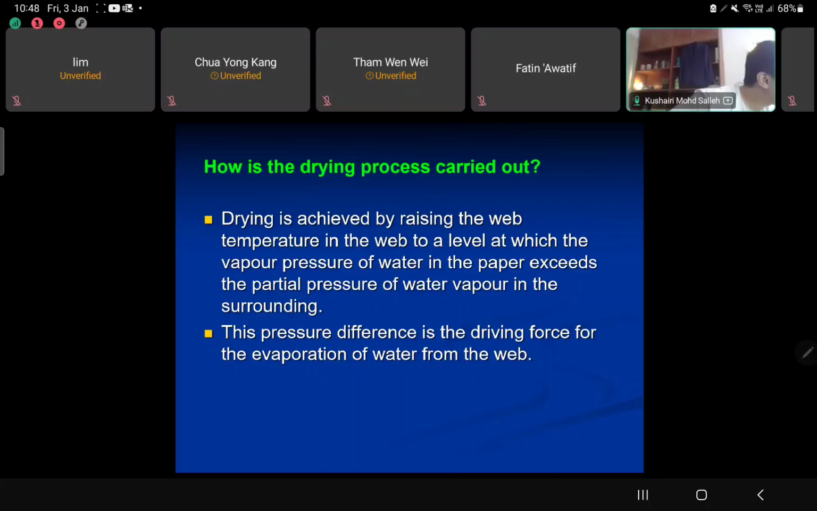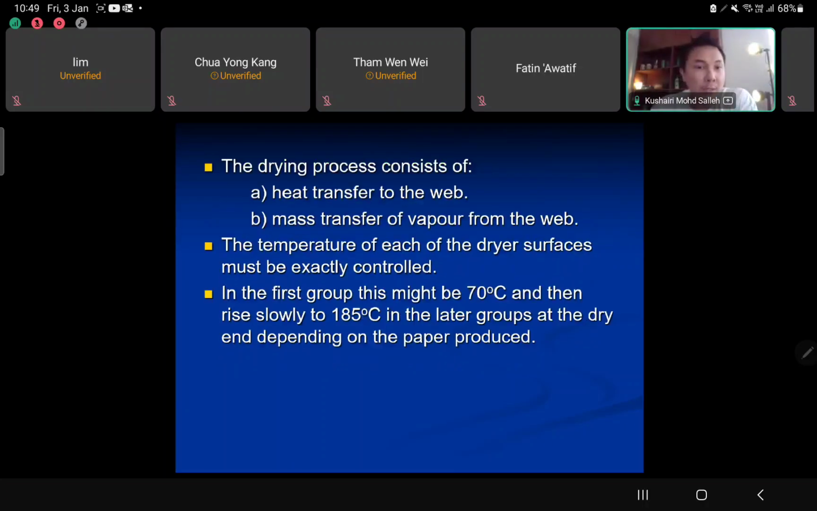Sekarang pukul berapa? 10.48. Nak sambung lagi ke?